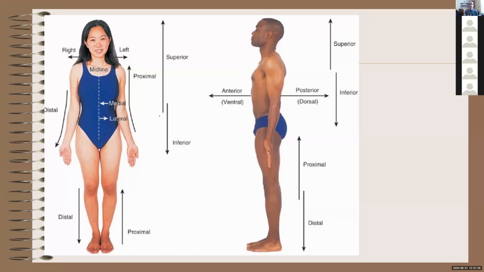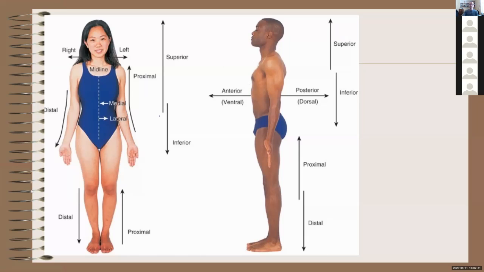Think of the word antes, right? Before. So anterior is in front, it's something towards the front of the body. Posterior is something towards the back. So you could say the chest is anterior to the spine. Or you could say the spine is posterior to the chest, which is anterior to the spine.